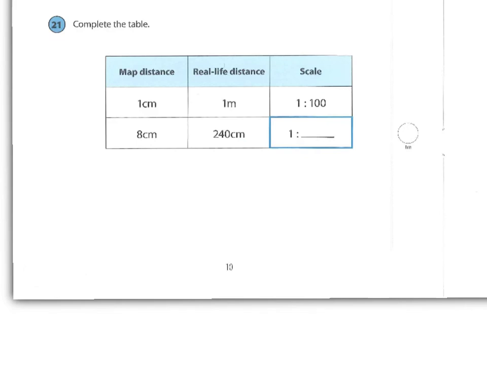Question 21. Complete this table. We're told 1 centimetre to 1 metre is in the ratio of 1 to 100. That's because 1 metre is really 100 centimetres. Now, the question we've been given is 8 centimetres to 240 centimetres. We have to write it in a scale. So if I write it first of all as a ratio, so 8 to 240. Now, the form we have to show a scale in is 1 to something. So if I divide both parts of this ratio by 8, 8 goes into 8 once, and 8 goes into 240 30 times, so that would be 1 to 30.